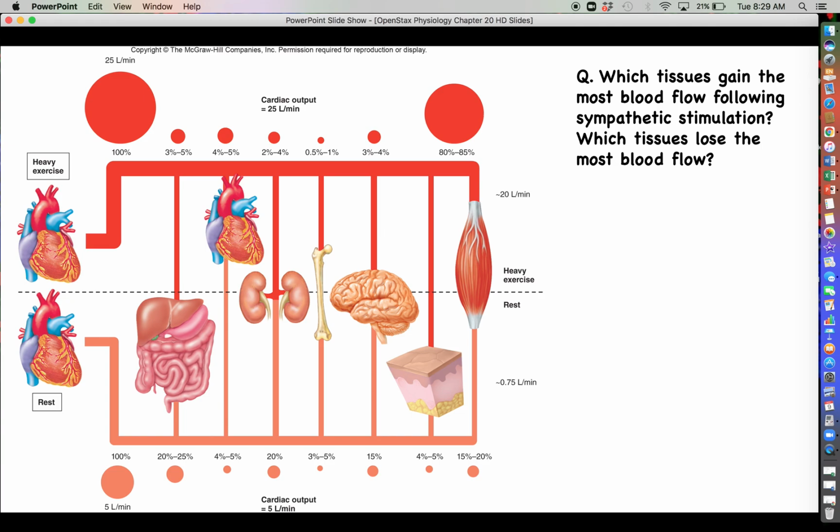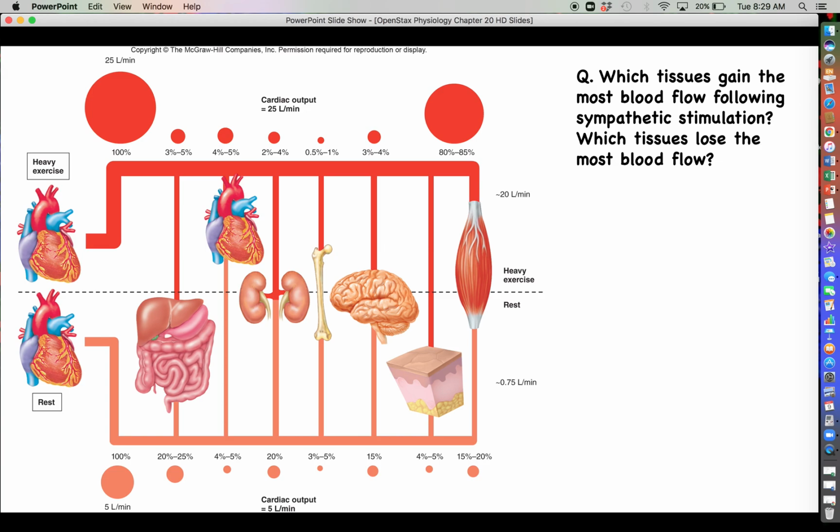Now here is a diagram where you can actually see this occurring. At rest, the entire blood supply gets divvied up between these different tissues, and like I said, skeletal muscle only gets about a fifth of the total blood supply. Well, during exercise, you can see how the distribution changes so that we can deliver the vast majority, about 80 to 85% of the total blood supply, specifically to skeletal muscle, which of course is using a lot of ATP to maintain contractions.